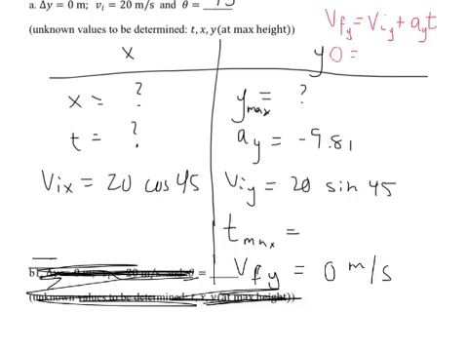I'm just going to plug in numbers, to make it easier. 20 times sine of 45. Is that 17.68? Was that the one from last time? It's 14.1. Okay, so that's your equation: 0 equals 14.1 plus negative 9.81, or just minus, I guess, t.